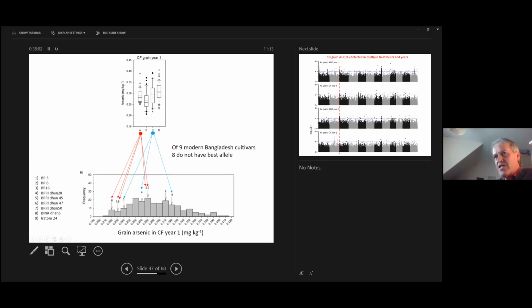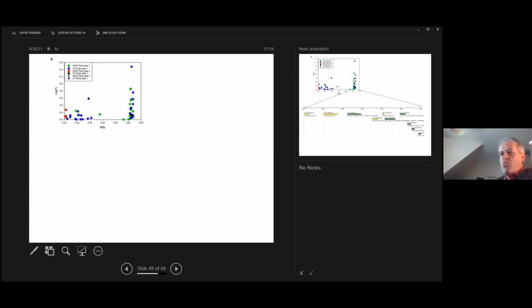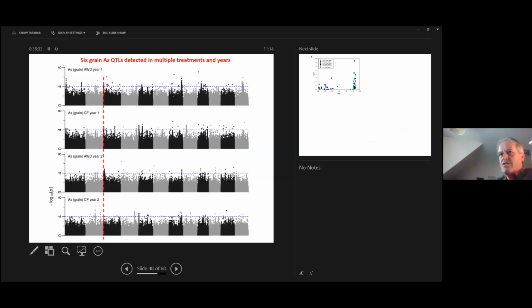But the interesting thing about this QTL is that none of the modern varieties have the low grain arsenic cluster. And we think that's really important because that gives a really strong opportunity for breeding with this haplotype to reduce the arsenic level in grain by about 10%. Nothing more than that, but it would reduce it by 10%. I want to say just one more thing about this chromosome 3. I'll just come back to it.